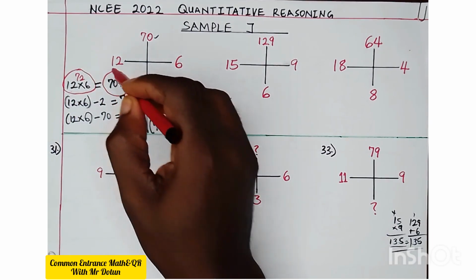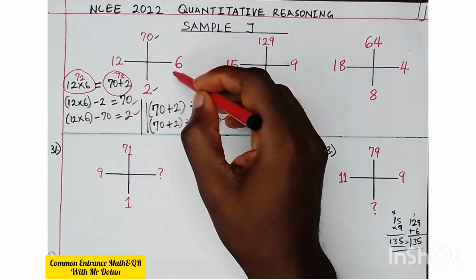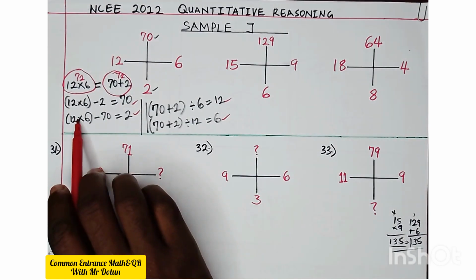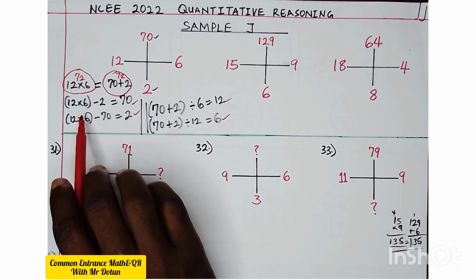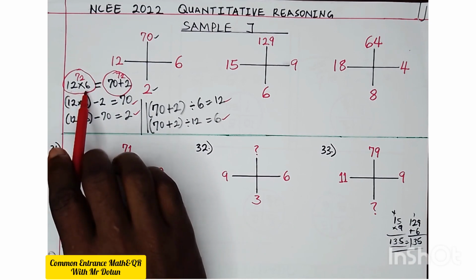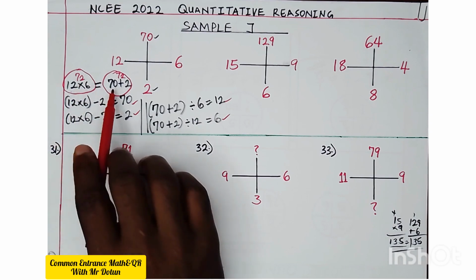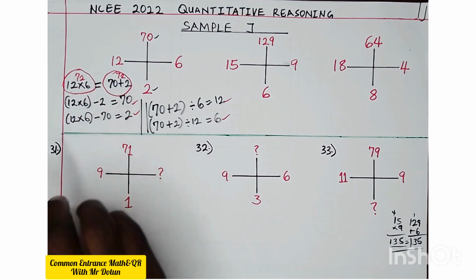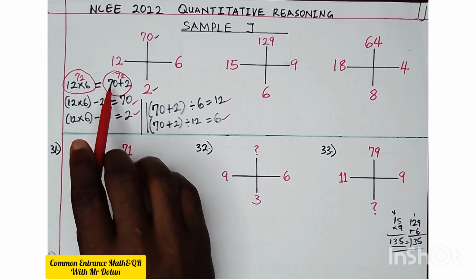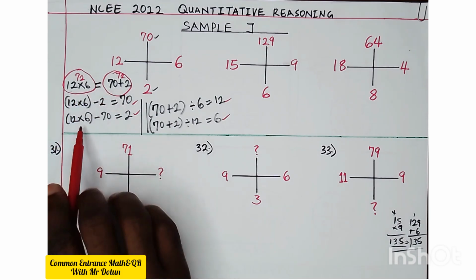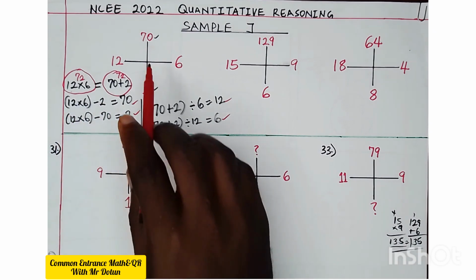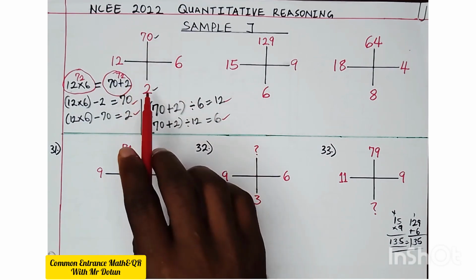Alright, so the horizontal line balances the vertical. Then using our operation combinations now, we have 12 times 6 here, which should give us 72. If we want only 70 out of the 72, we take away 2. That's the formula there. Now if we want only 2, we take away 70. And that's what we've done here. So this formula will guide us to find anything that is missing in the place of 70 or 2.